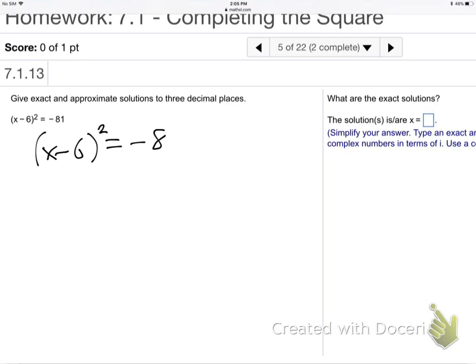x minus 6 squared is minus 81. Can you do that? Same thing, put the roof on the house, up and down the ladder. Same thing.